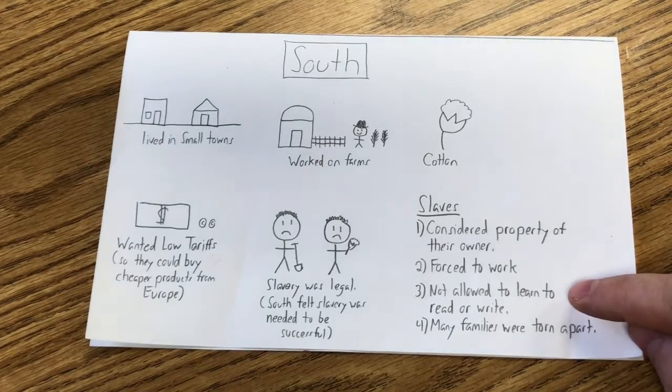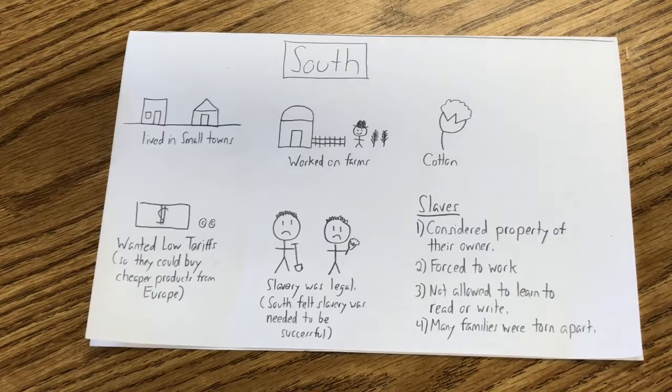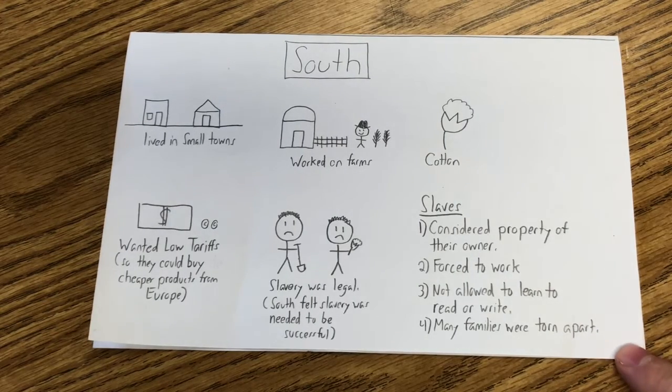Number three, they were not allowed to learn to read or write, okay? That was very important because if they learned to read or write, then that would give them more power. And of course, the slave owners did not want them to have power, so that's one of the main things that they did there, kept them from doing that. And then, of course, many families were torn apart. They didn't want families building a strong bond and being able to do things about being a slave, and maybe possibly trying to rebel and earn freedom and things like that. So that's one of the other main reasons why they tore families apart.